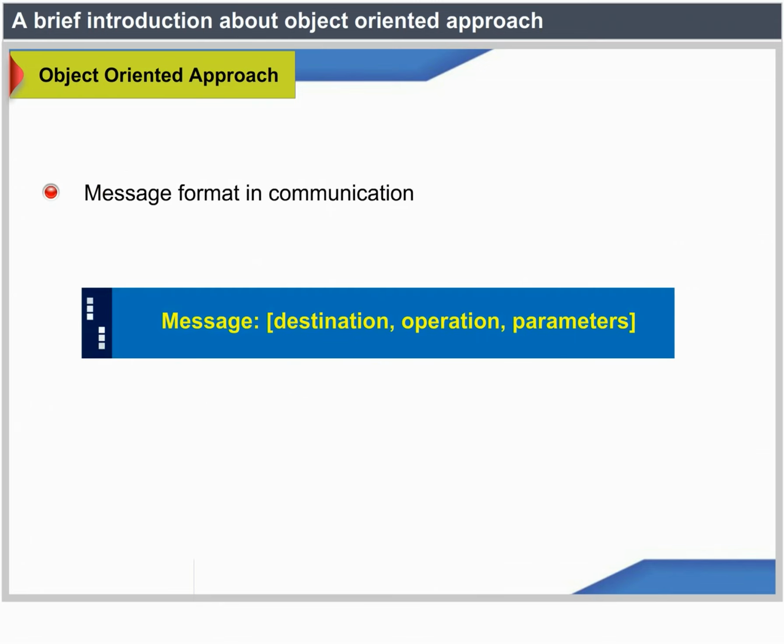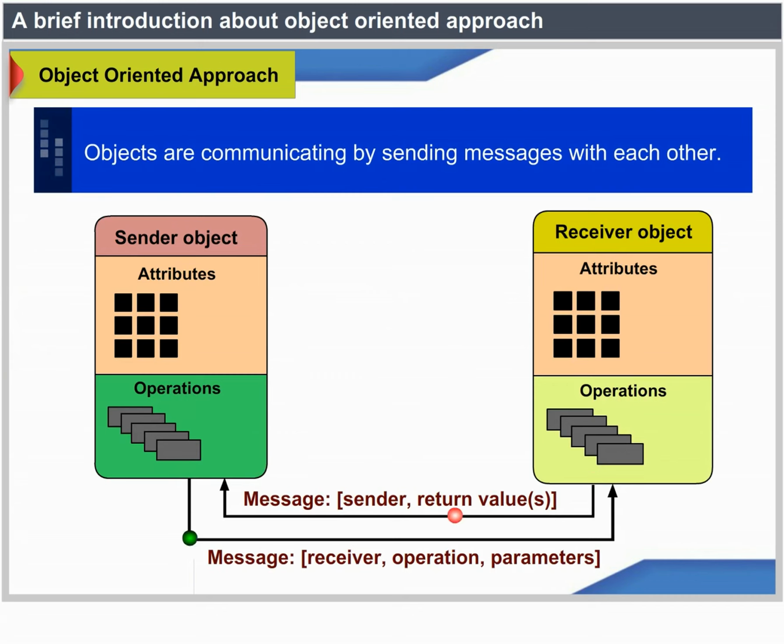Message format in communication: message, destination, operation, parameters. Objects communicate by sending messages to each other.